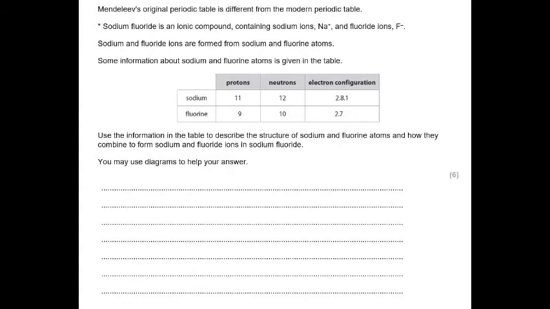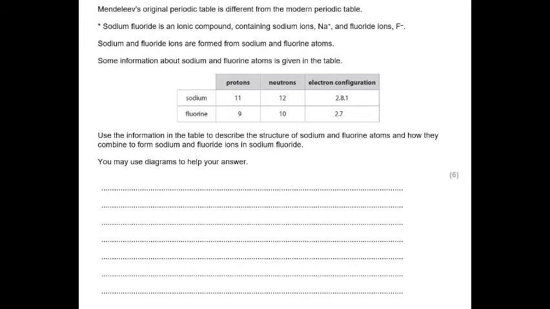Now, whenever you get a 6-mark question, you need to try and decide in your mind where the points are going to come from. So it says in the question that you need to describe the structure of the 2 atoms and talk about how they combine. So we're going to split this question in half and we're going to try and get 3 points for talking about the structure of each of the atoms to begin with.